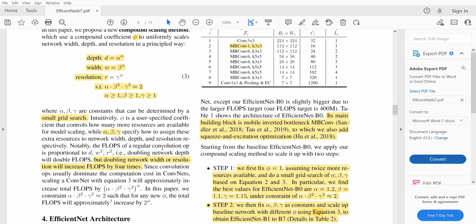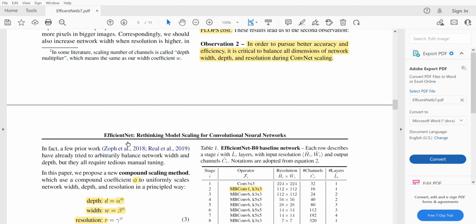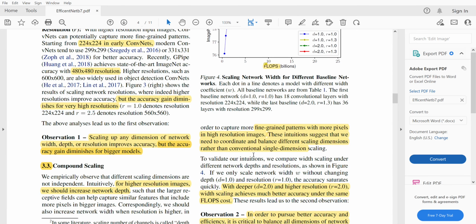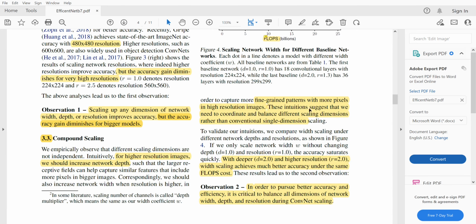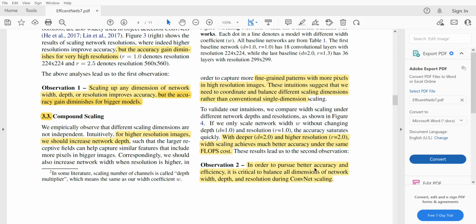So of course, notably, the FLOPs of a regular convolution are proportional. They were saying that if they have a bigger, deeper network, yes, in terms of cost it would be more. So over here it suggests that we need to coordinate and balance different scaling dimensions. They were saying that in order to pursue better accuracy and efficiency, it is critical to balance all dimensions of network width, depth, and resolution.